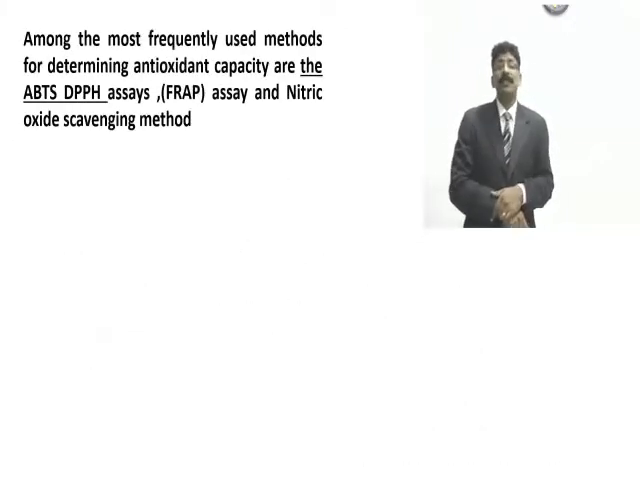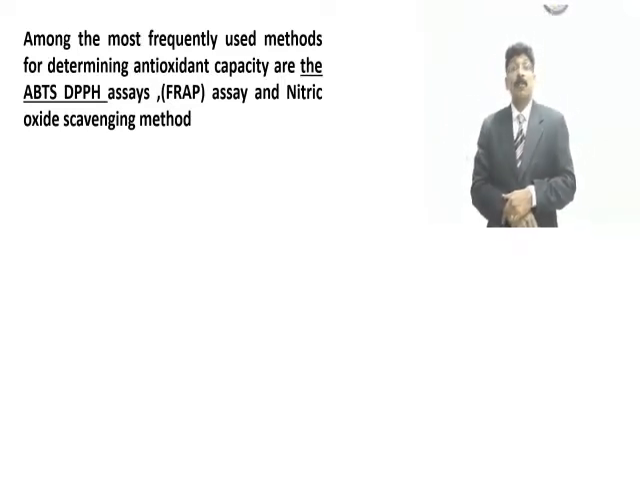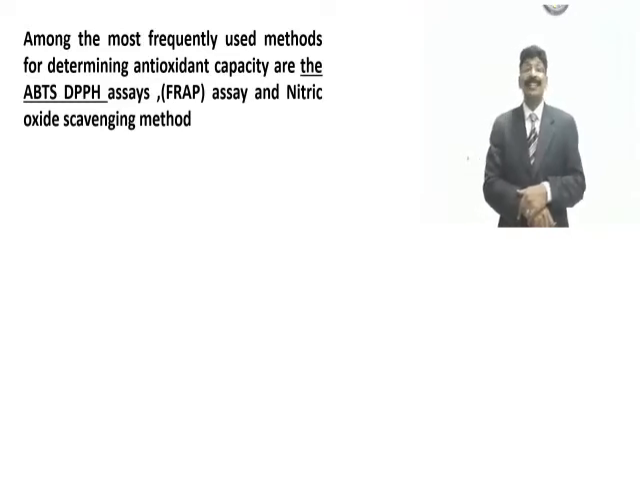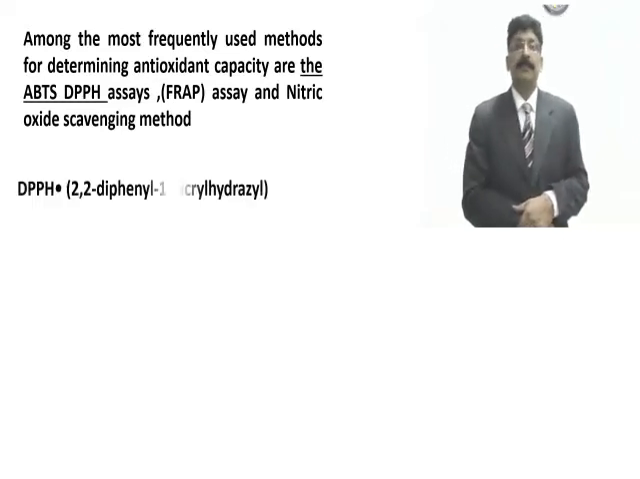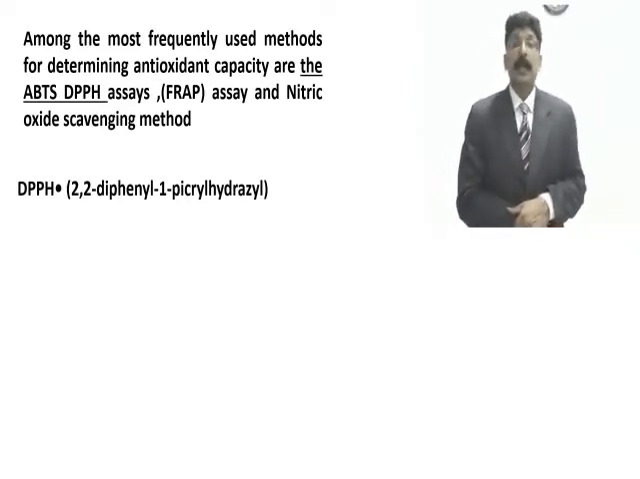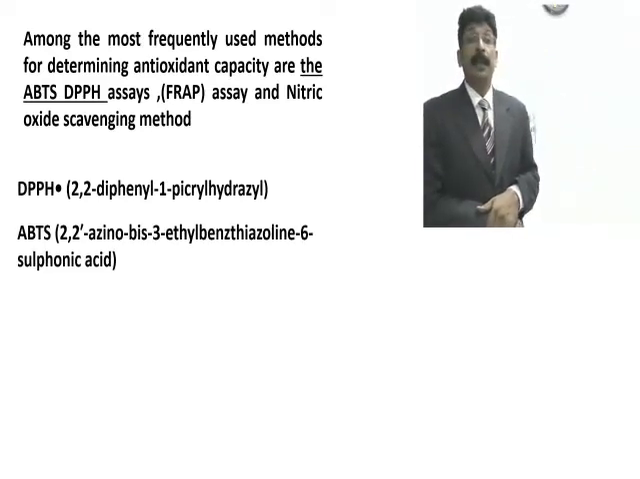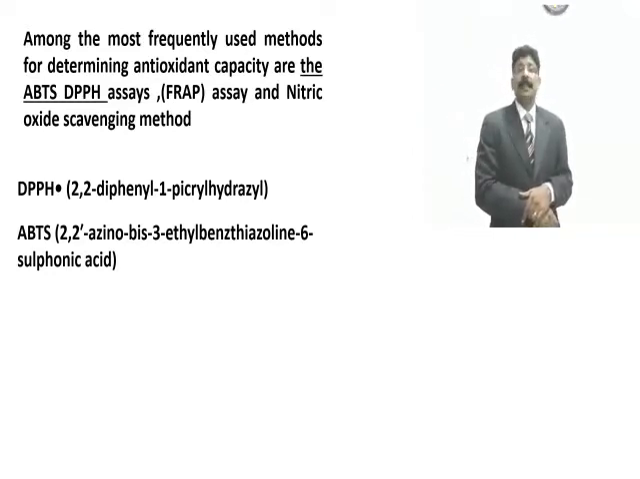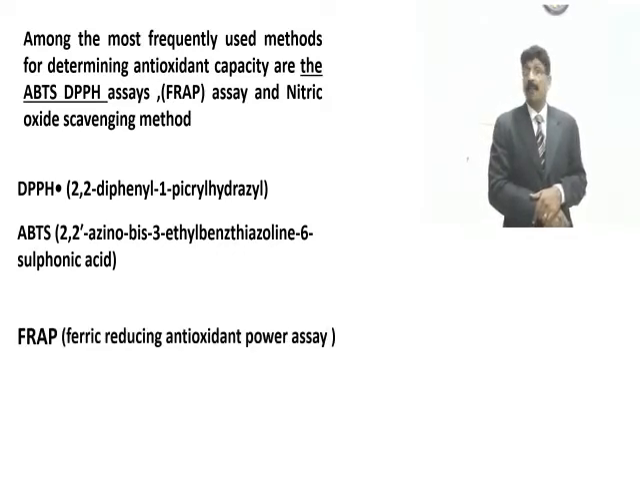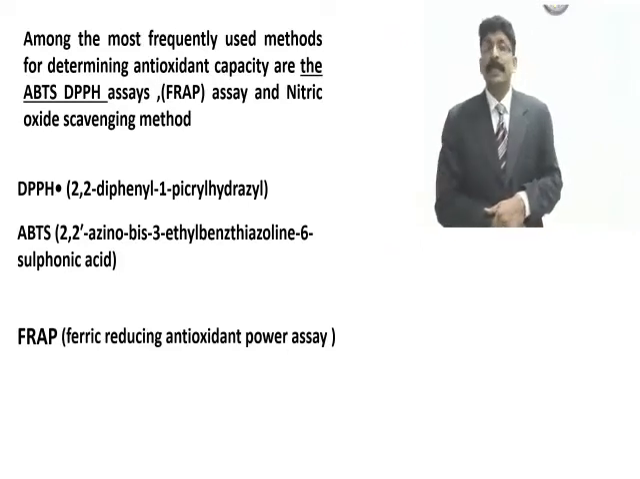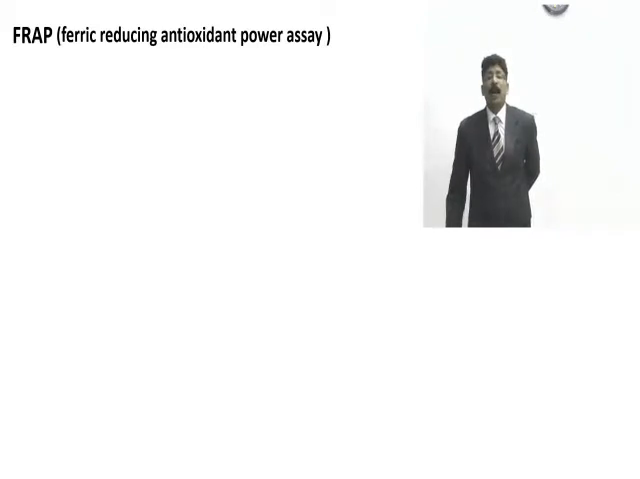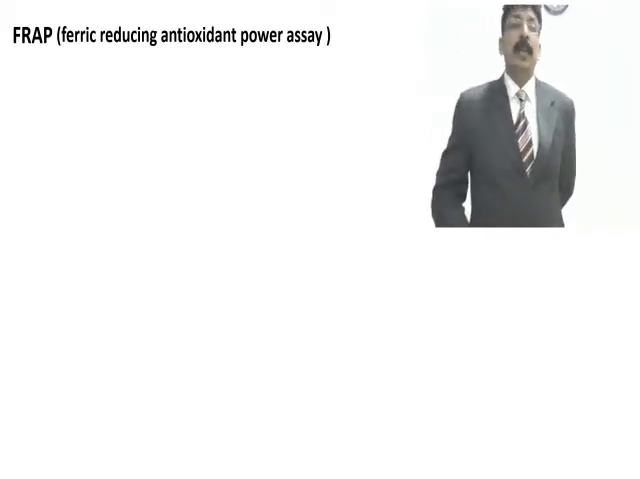Among the most frequently used methods for the determination of antioxidant capacity are ABTS, DPPH assays and FRAP, and an assay of nitric oxide scavenging method. DPPH is the chemical name of the compound 2,2-diphenyl-1-picrylhydrazyl, and ABTS is 2,2'-azino-bis(3-ethylbenzothiazoline-6-sulfonic acid), and FRAP means ferric reducing antioxidant power assay. Today we are going to discuss this experiment, how to perform and how to calculate: the ferric reducing antioxidant power assay.